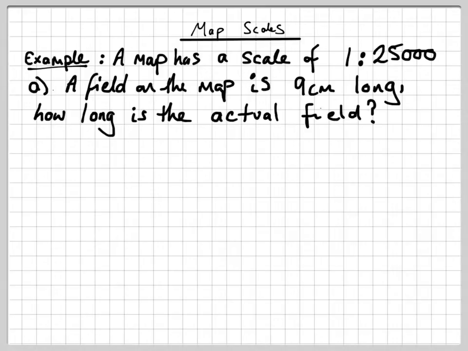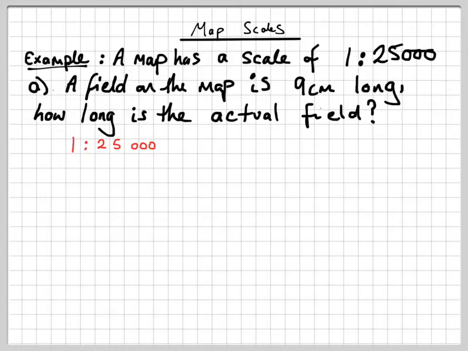We'll start off by writing down the map scale, 1 to 25,000. And that essentially means that on the left hand side, 1 unit on the map is worth on the right hand side 25,000 units in real life. And it doesn't matter what units you're using. So for example, a measurement of 1 centimetre on the map is 25,000 centimetres in real life. A measurement of 1 inch on the map would be 25,000 inches in real life, etc.